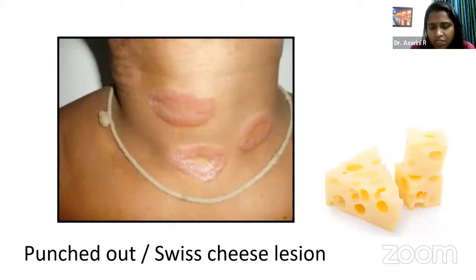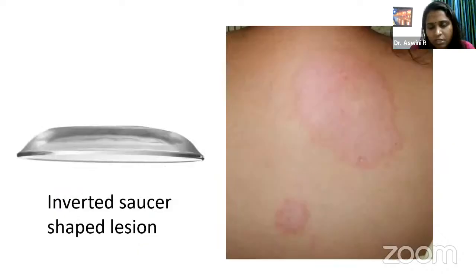Now, these are certain lesions which are seen in the borderline spectrum. Just for completion's sake, these are called punched out lesions or Swiss cheese lesions. And this is an inverted saucer-shaped lesion. Such lesions, geographic lesion, multiple. There are many kinds of lesions seen in borderline leprosy, including BT, BB, and BL.